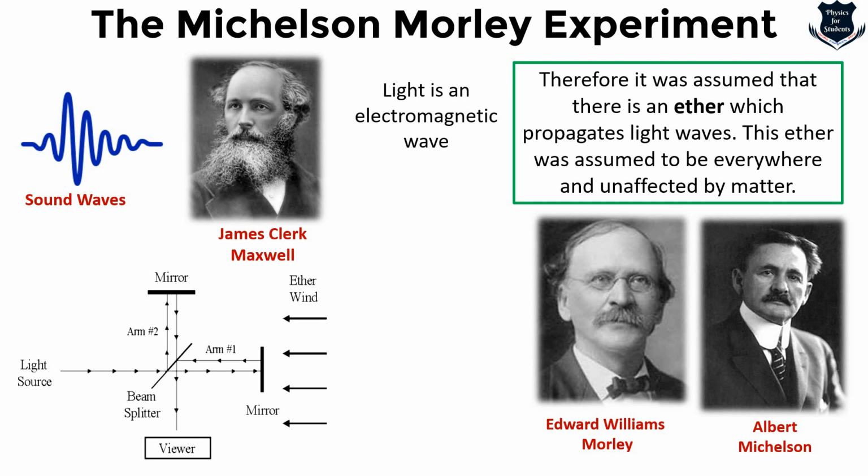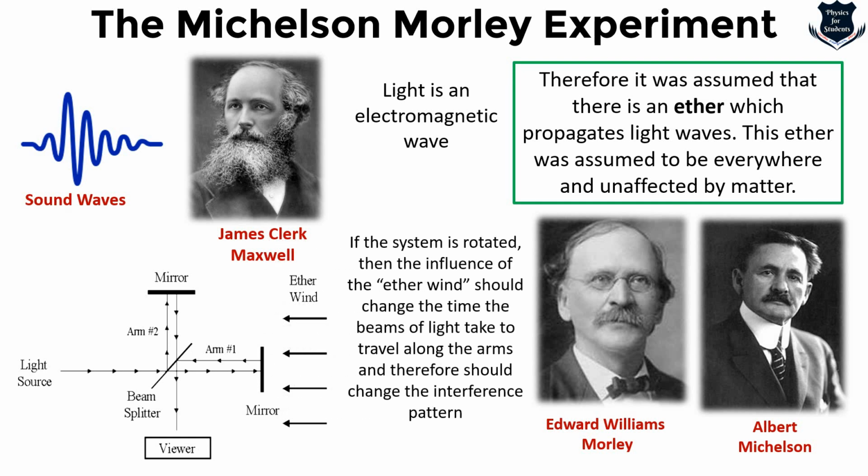The viewer will see two beams of light which travel along the arms and display an interference pattern. If the system is rotated, then the influence of the ether wind, which was believed in at that time, should change the time the beams of light take to travel along the arms, and it would actually change the interference pattern.